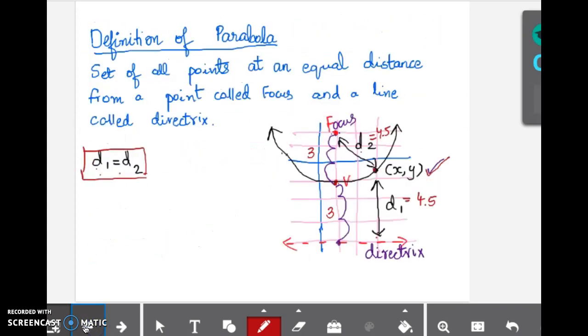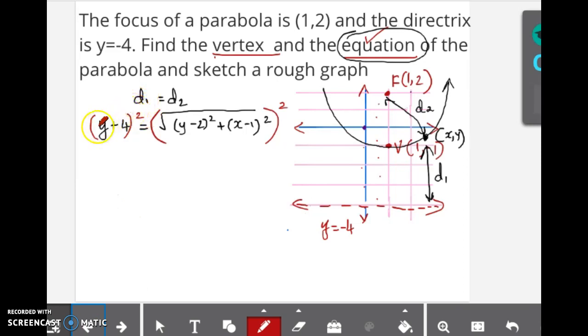Anyways, I'm going to expand it using the identity a plus b the whole square. So here this y plus 4 the whole square becomes y square plus 8y plus 16 is equal to, when I square this side, the radical and the square cancel, and I'm left with y minus 2 the whole square plus x minus 1 the whole square. So I'm going to leave the x minus 1 the whole square just like that. I'm not going to expand it. I'm only going to expand the y part of it.